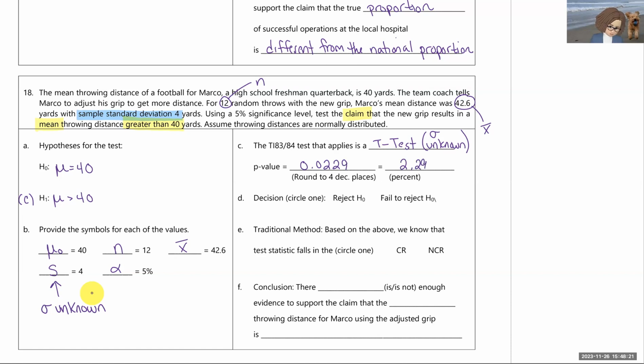Then you can grab your calculators and run the test, and you can always just check that you get those values. 2.29% is the p-value. And we compare it to our alpha, 5%, and our 2.29% is smaller than 5%. And technically, if it was less than or equal to, we would still say p-value low, let the null go.